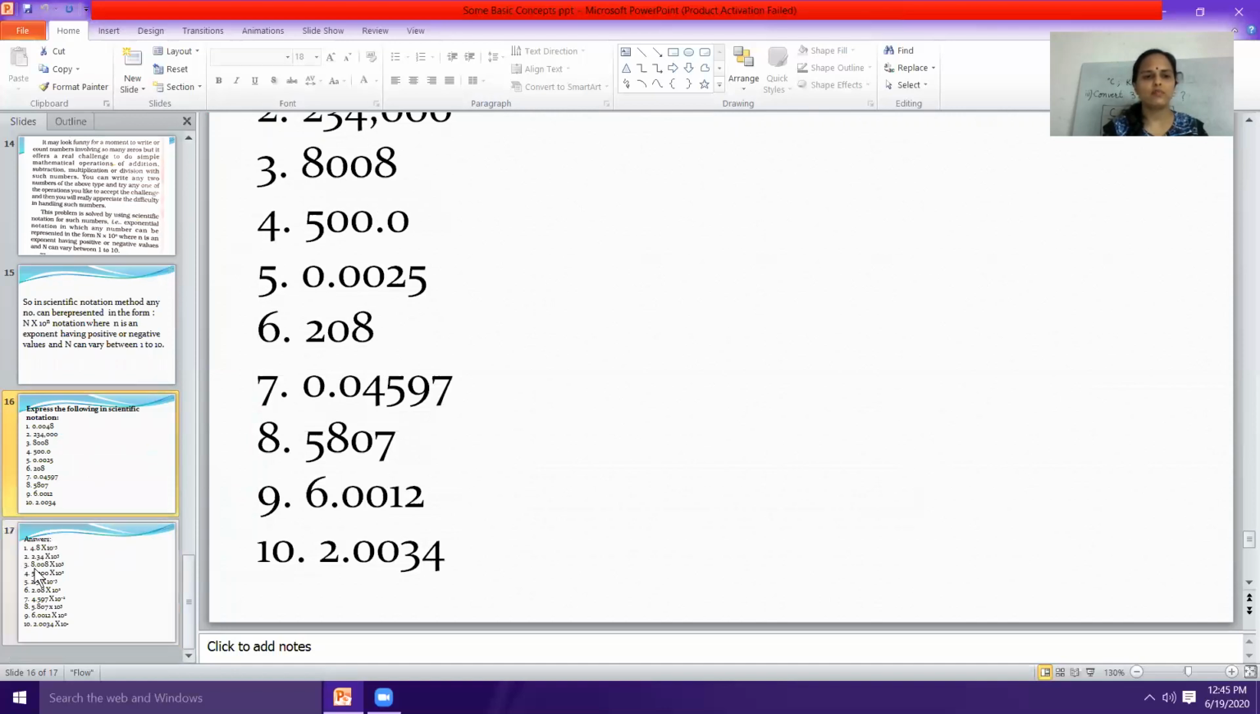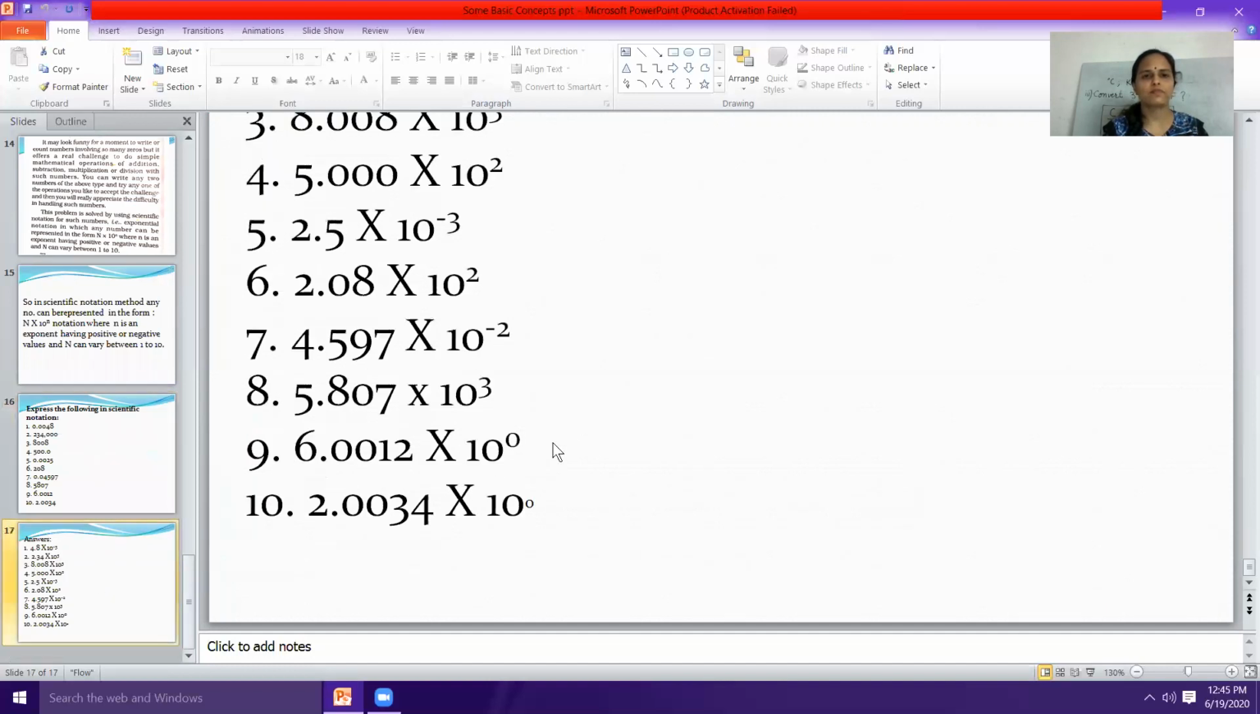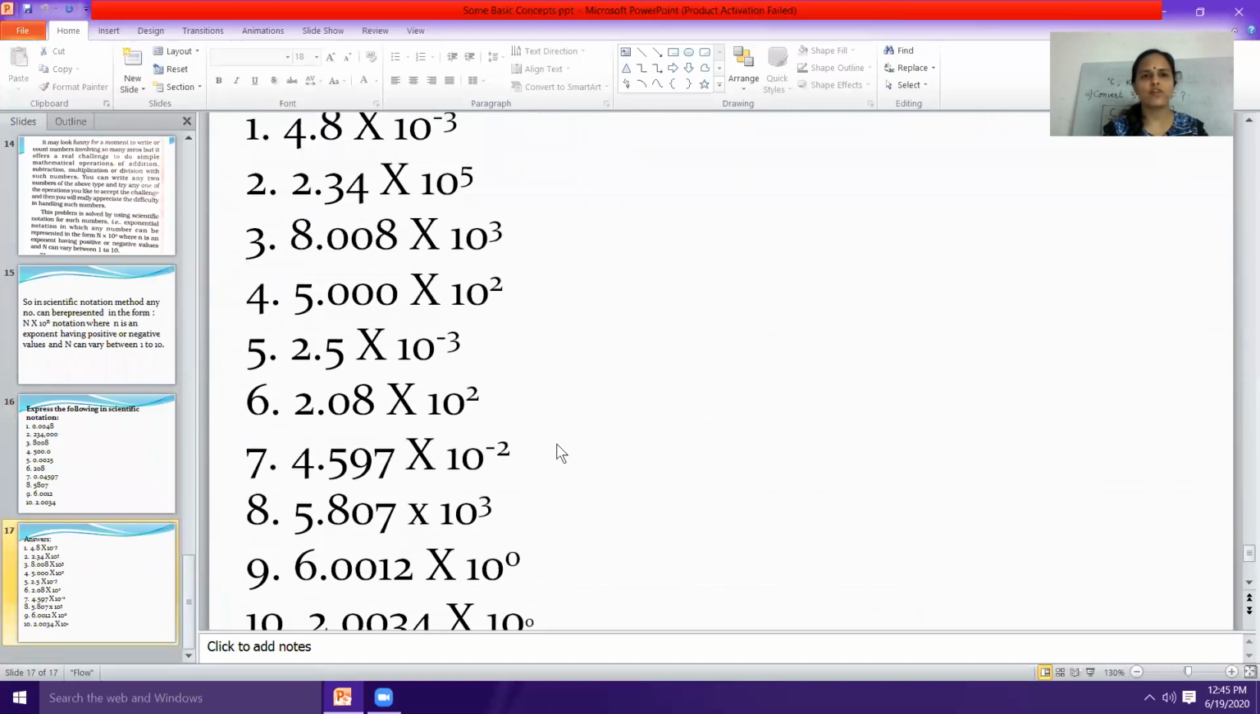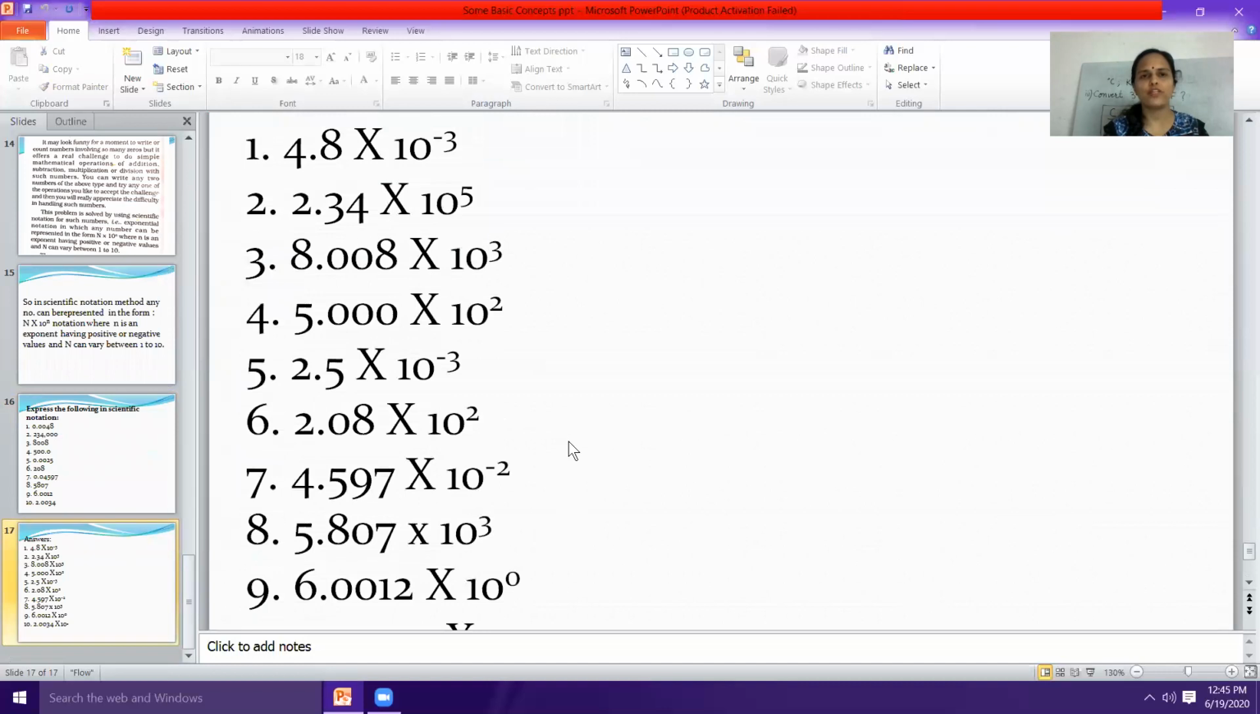So you see, I'm showing you here the answers for the questions which I have asked. It is first one, 4.8 into 10 raised to minus 3. Match your answers with the question and see whether you are able to do it or not. The second one, 2.34 into 10 raised to 5. Third answer is 8.008 into 10 raised to 3. Fourth answer 5.000 into 10 raised to 2.